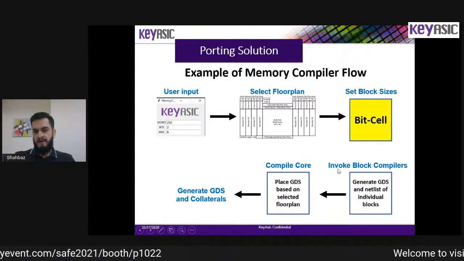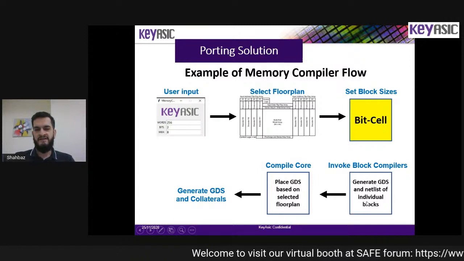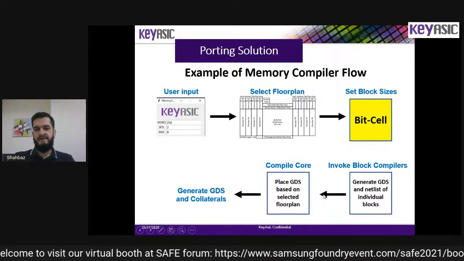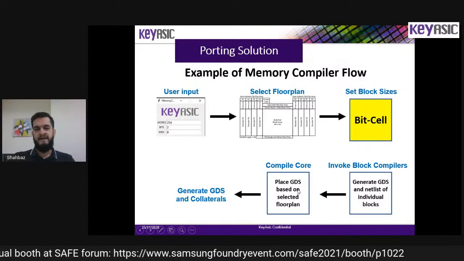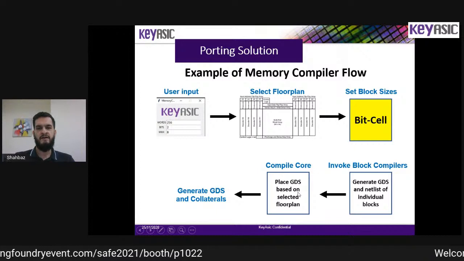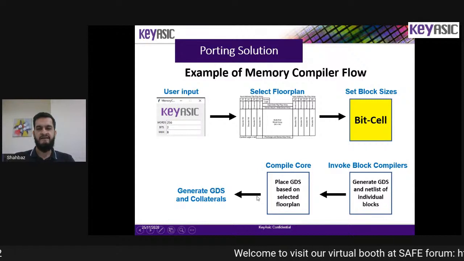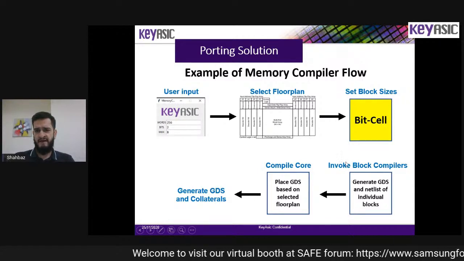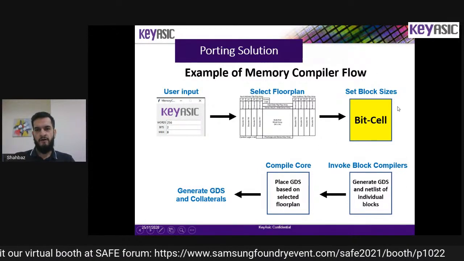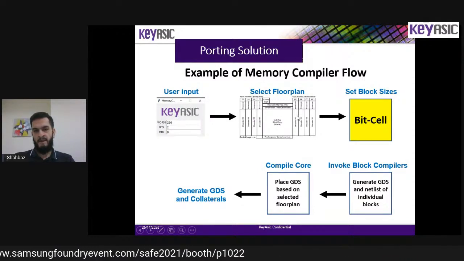And then we invoke the block compilers with all the relevant inputs, and we generate the GDSs and the netlist for all the subcells in the memory, right? And then these subcells are fed as input to the compiler core engine, which basically stitches them together according to the desired performance criteria and the user input, and it generates the final GDS and other collateral files, right? So the unique thing in ASIC's memory compiler platform is the block compilers and the floor plan selection, right?